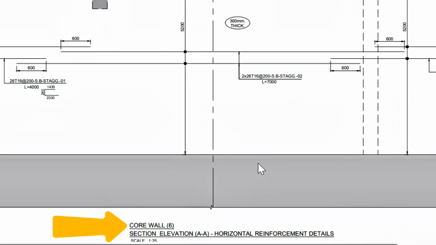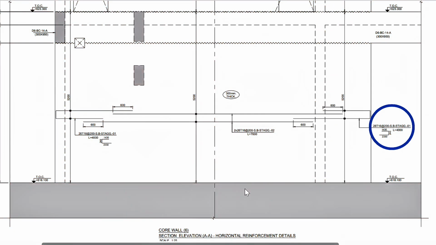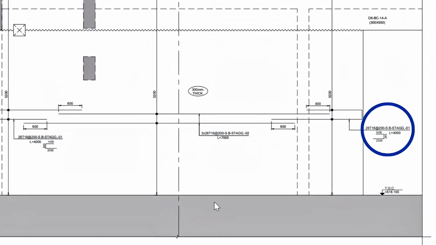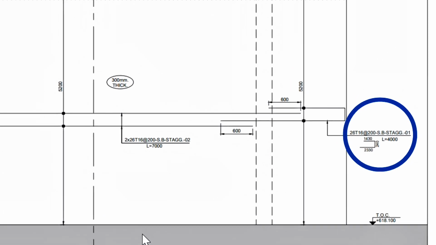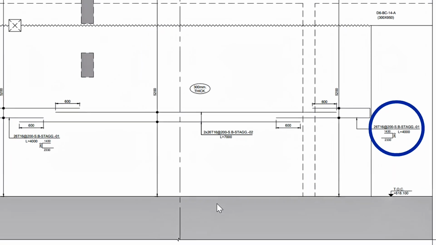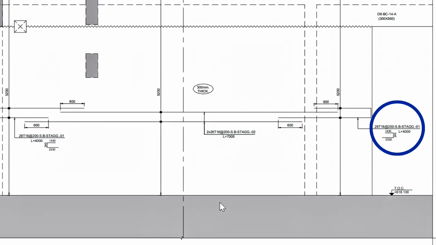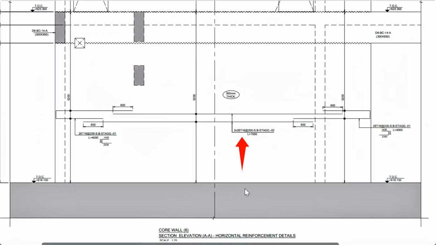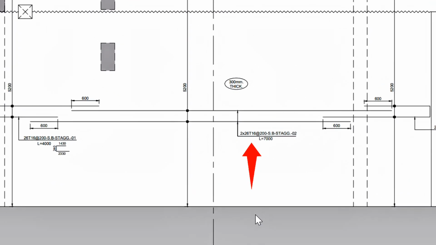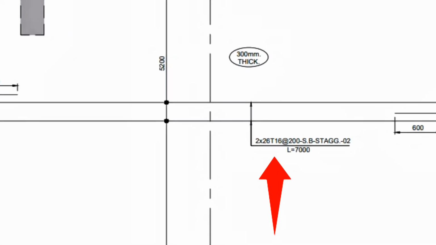Horizontal reinforcement details show that the reinforcing bars to be placed in this core wall should be staggered. U-bars should be placed on both sides using 26 pieces of 16 mm steel bars spaced by 200 mm running from the bottom to the top. Care should be given to the dimensions of U-bars, as one side is smaller and the other is larger, with steel bars of a length of 7,000 mm and an overlap of 600 mm.